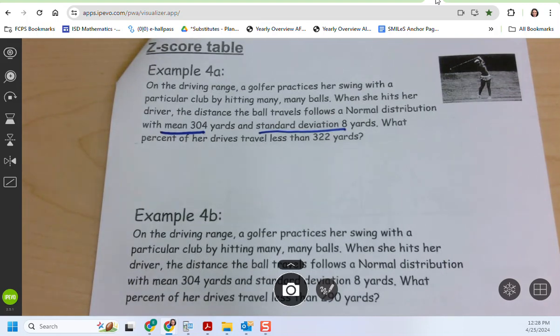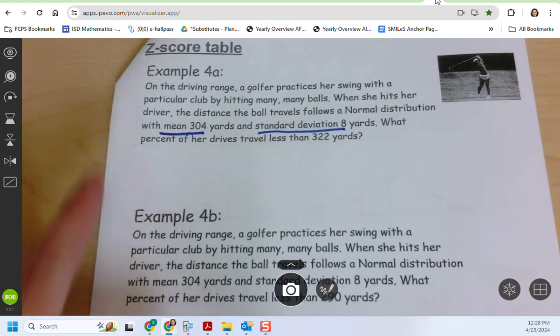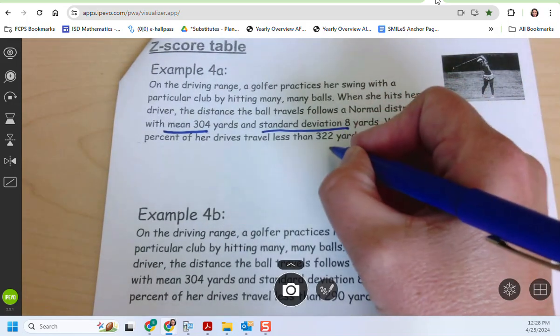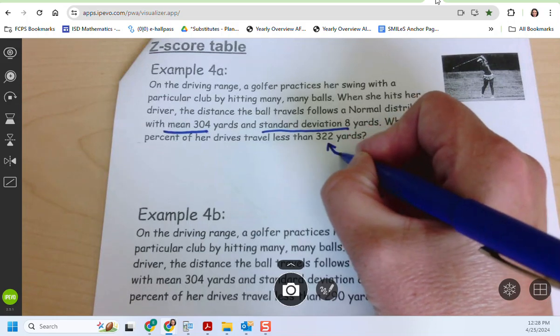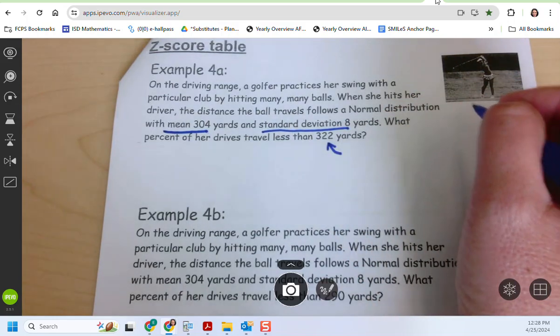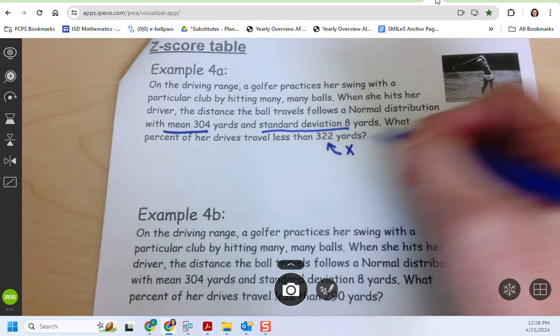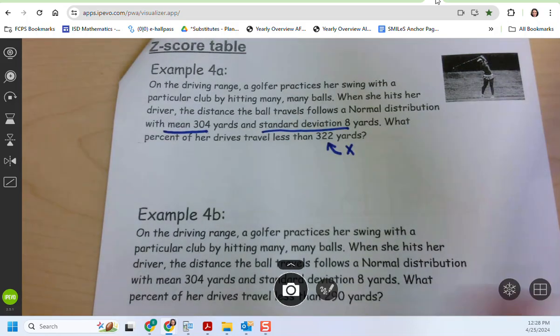So I can see the mean and I can see the standard deviation. What will be the x in this situation? What other number are we given besides the mean and the standard deviation? Guys, read it. It's right there. Thank you. Yes. The only other number in the problem is 322. So we're trying to compare it to 322. So this is going to be our x. So take a moment now, find her z-score.